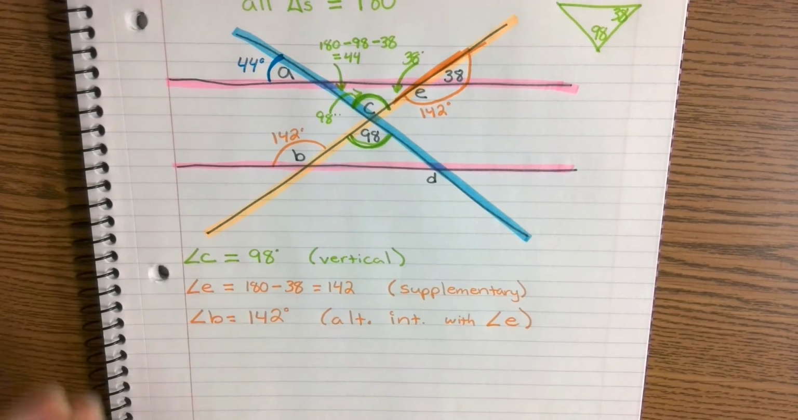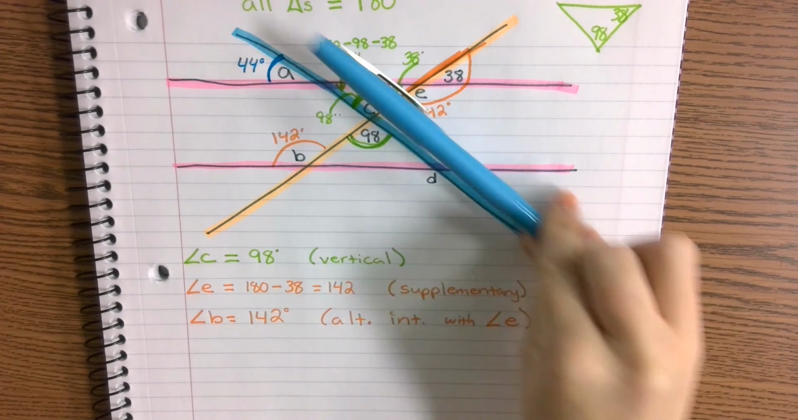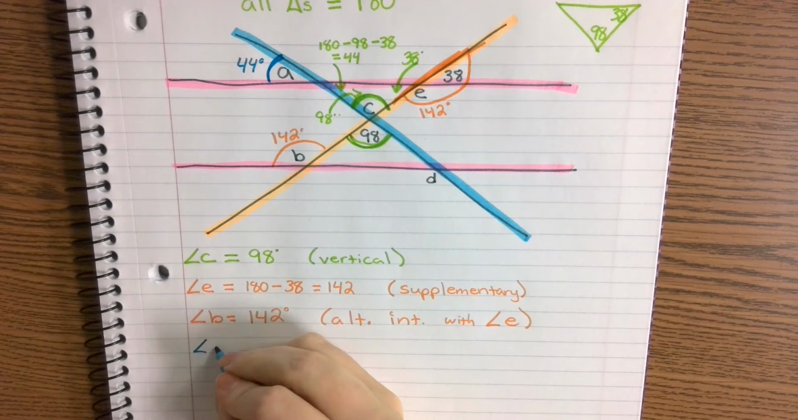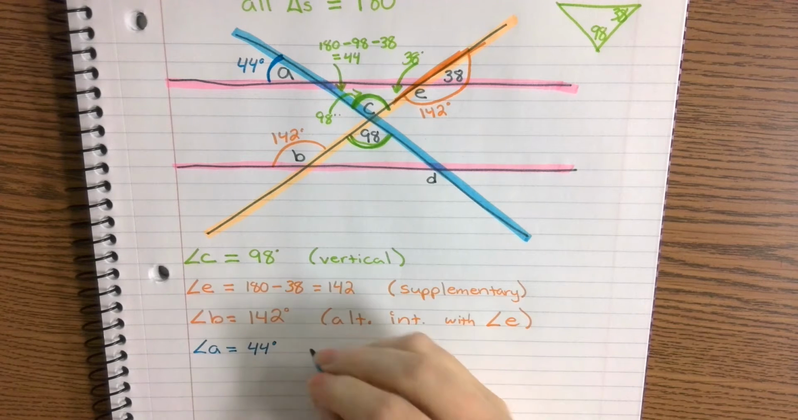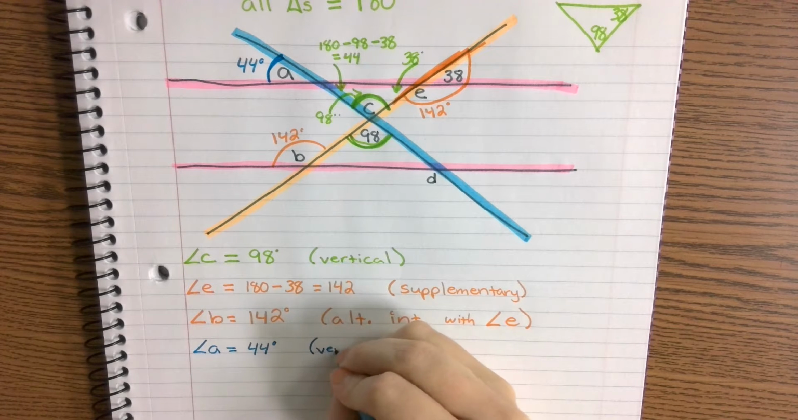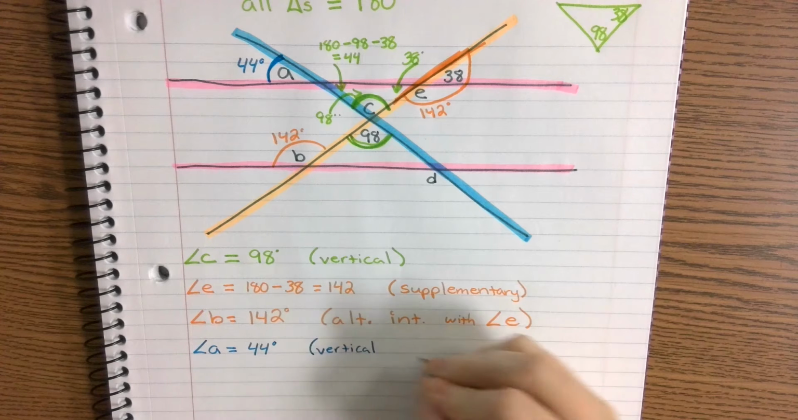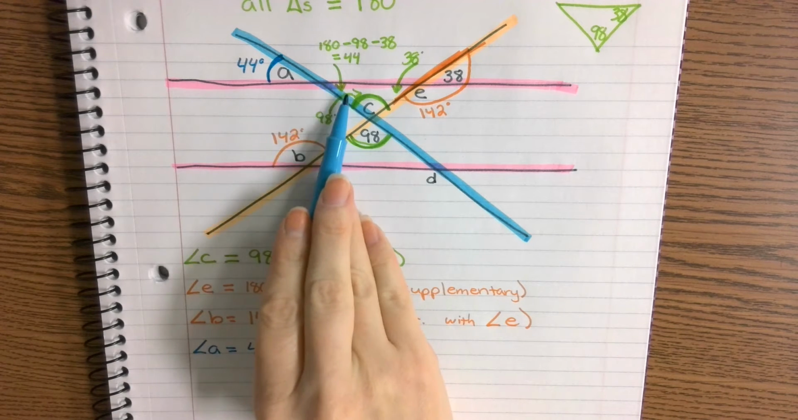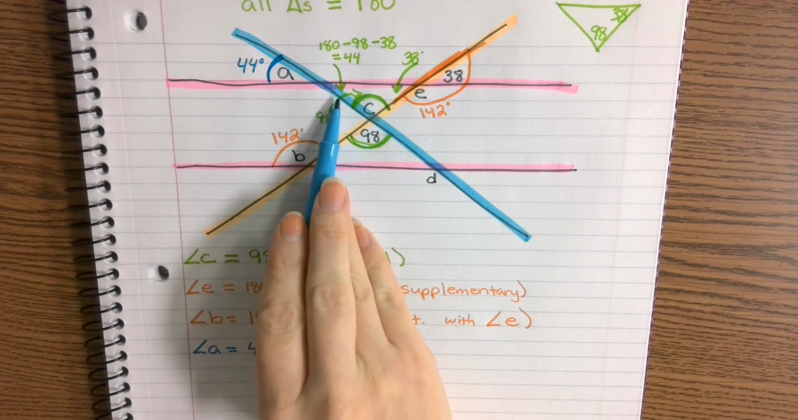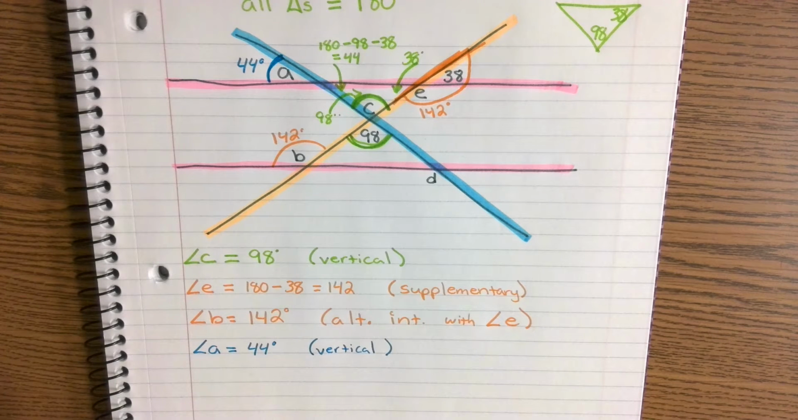Okay, so I'm going to write down in blue, because I'm now using my blue transversal, that angle A is equal to 44 degrees because of vertical angles. A is 44 degrees because of a vertical angle relationship to an angle you solved for using your Triangle Sum Theorem. And we'll talk about the Triangle Sum Theorem a little bit more in a moment.